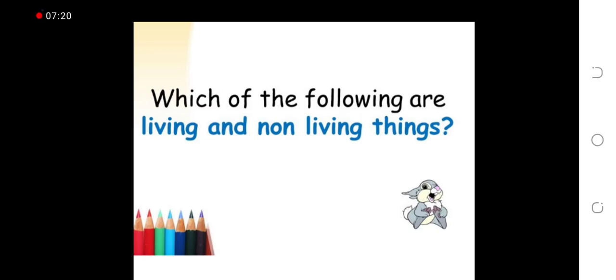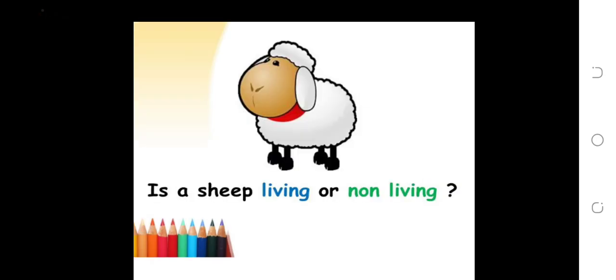Okay, now you have to tell me which of the following are living and non-living things. Can you sort them? It will be very easy and interesting. Calculate your score and comment how many answers you got correct. Okay, tell me, is a sheep living or non-living? Yes, a sheep is a living thing. If you answered living, count your score as 1.